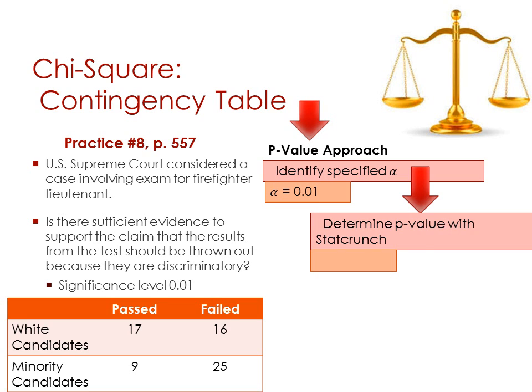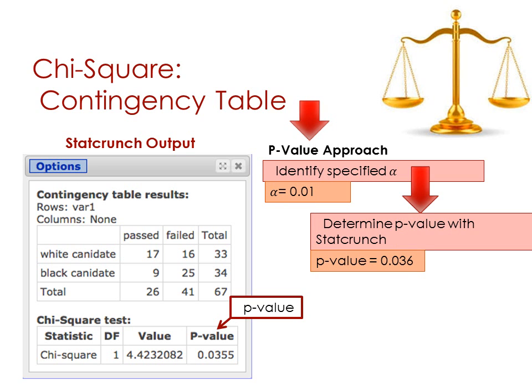And then looking at the StatCrunch for the p-value, we've already done that calculation. We can see it there. So it's going to be 0.0355, again with our rounding rule, 0.036.